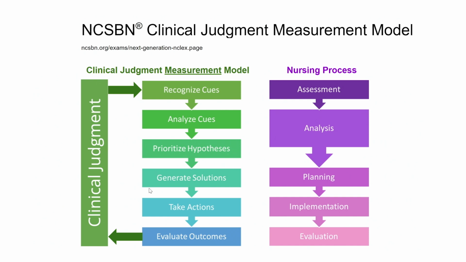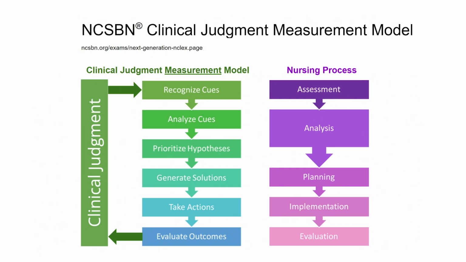Generate solutions. What could we do about it? Take action. How do we go about doing that? And then evaluating outcomes. Did that work? What else do we need to do? And then it continues on in just an ongoing circular process from start to finish over and over again as you care for clients. You do things, did they work? Let's start over, recognize cues, decide what we need to do from there. And it kind of mimics the nursing process, but the nursing process is focused on how you're thinking as a nurse, and the clinical judgment measurement model is focused on measuring how you're thinking and if you're doing an effective job of making those clinical decisions.